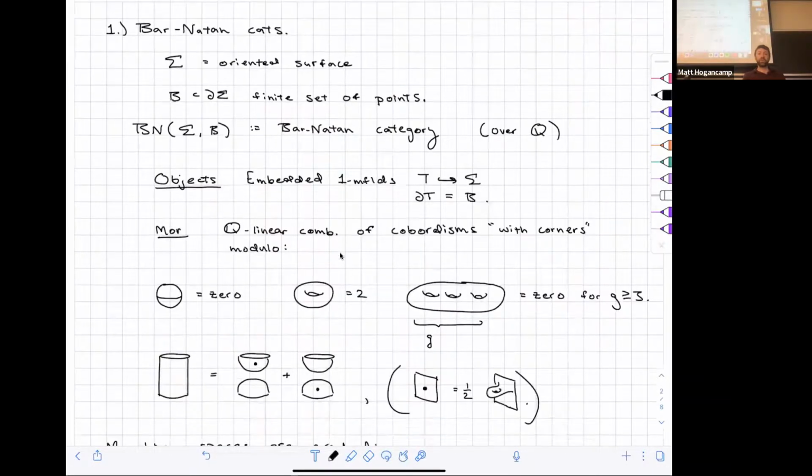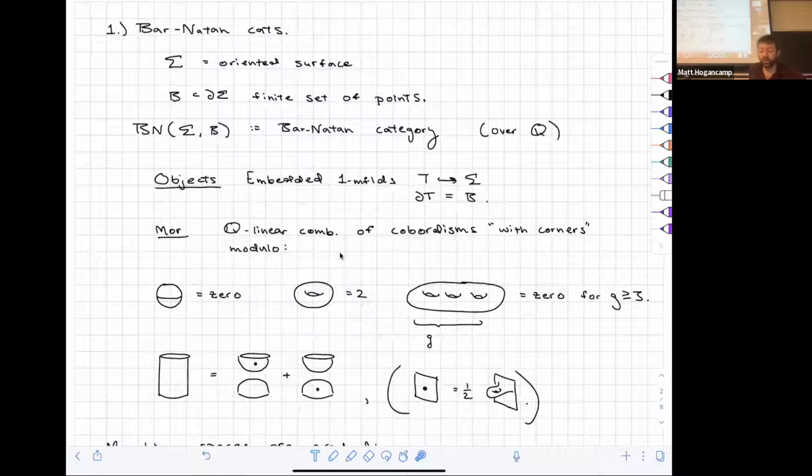Okay. So first things first. I want to remind everyone what the Bar-Natan category is. The input for a Bar-Natan category is an oriented surface, possibly with boundary, and a finite collection of points on the boundary. The Bar-Natan category itself is, and for this talk, I don't want to worry about denominators or anything. Anyway, I'm going to be working over a field of characteristic 0, so I can divide by stuff. And the objects of this category are just embedded 1-manifolds with this prescribed boundary.